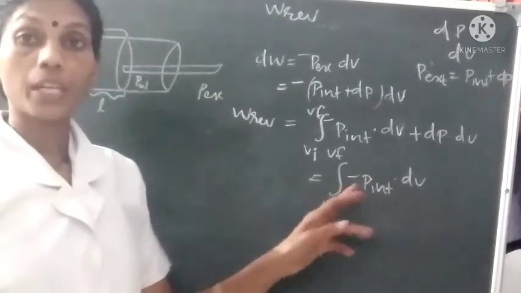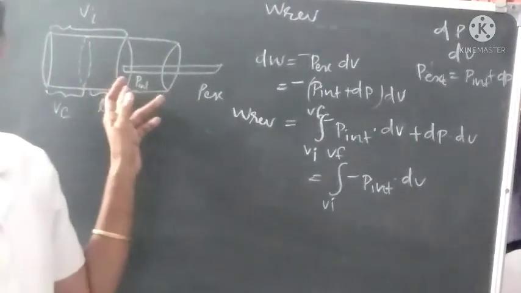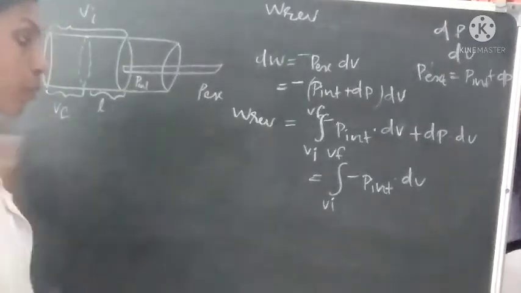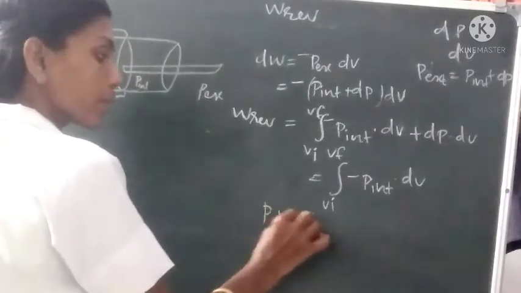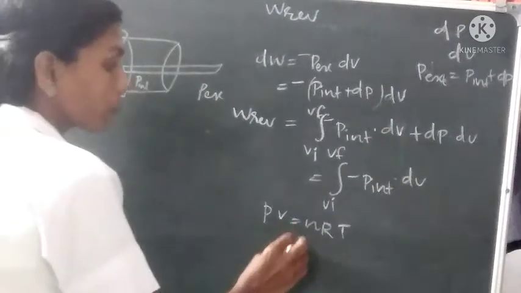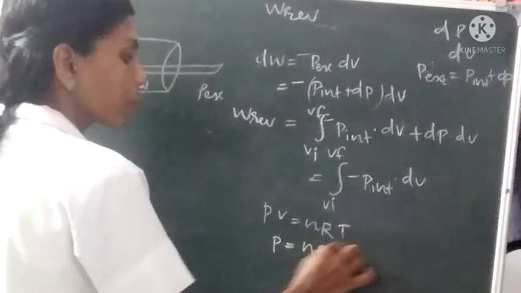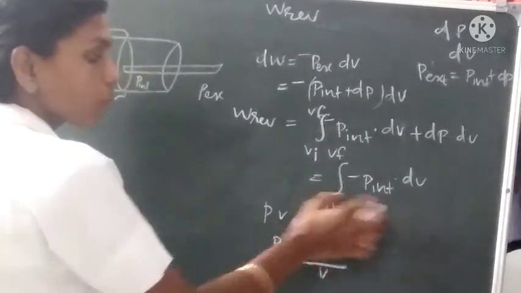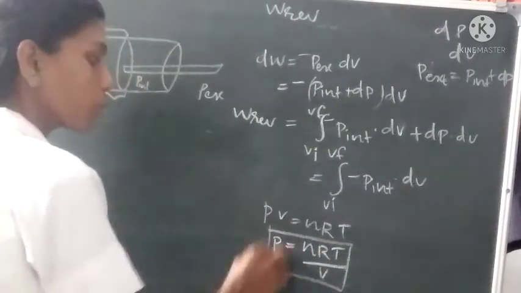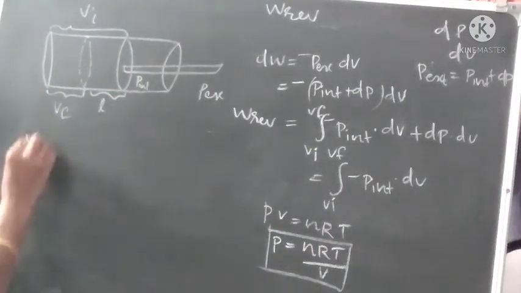Here P internal represents the pressure applied by this gas. We have taken an ideal gas inside the cylinder, isn't it? For an ideal gas we have studied that PV is equal to nRT. Then from this, what will be P? P will be equal to nRT by V. So in this equation, instead of P internal, we can substitute P is equal to nRT by V.